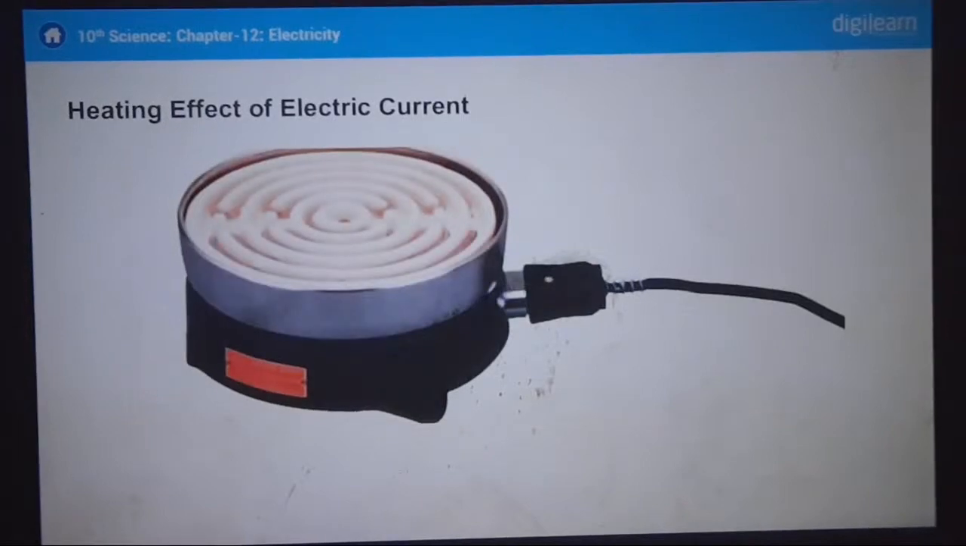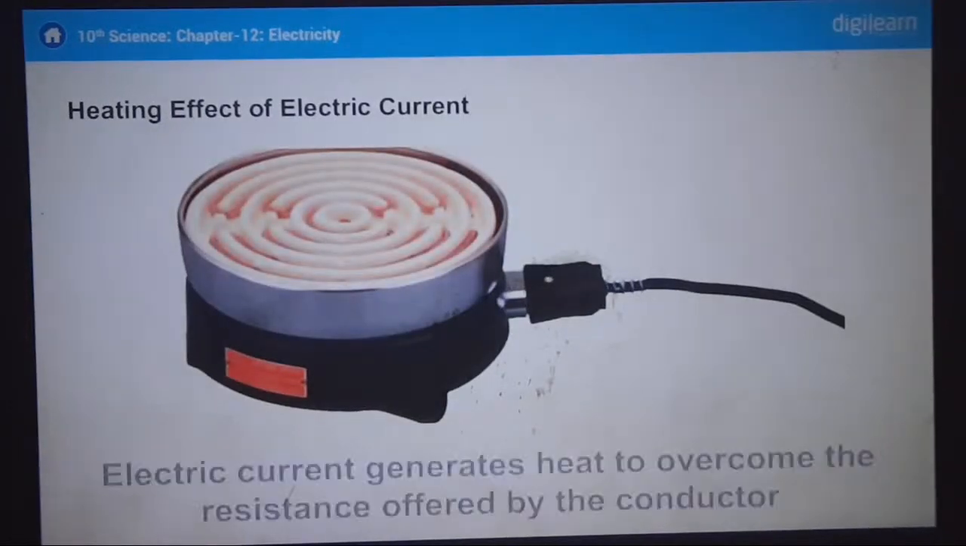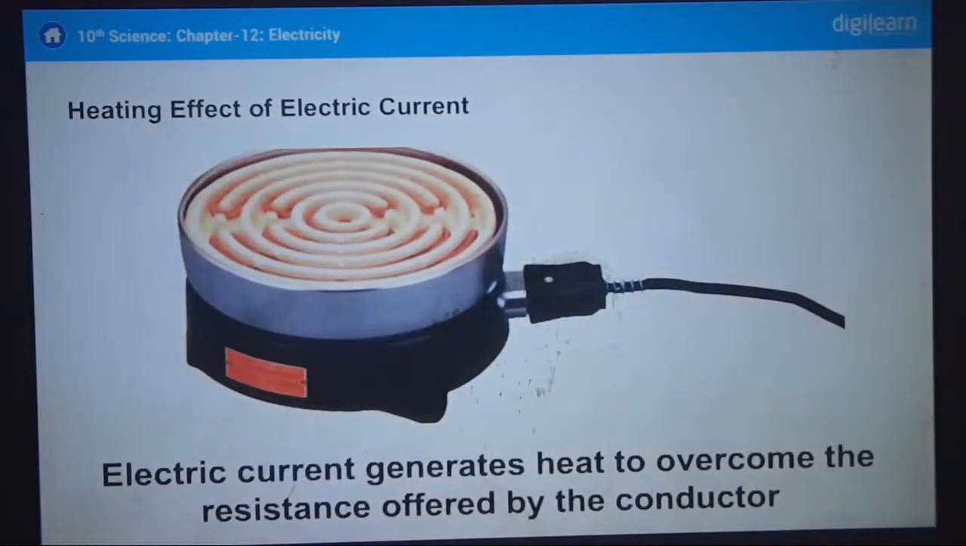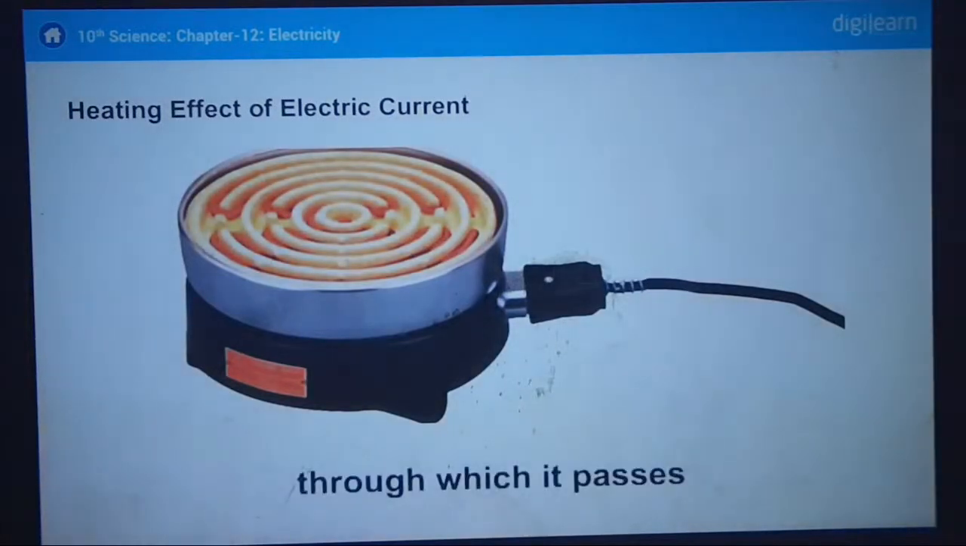Cause of heating effect of electric current. Electric current generates heat to overcome the resistance offered by the conductor through which it passes. The higher the resistance, the higher the amount of heat the electric current will generate. Thus, generation of heat by electric current while passing through a conductor is an inevitable consequence. This heating effect is used in many appliances such as electric iron, electric heater, electric geyser, etc.